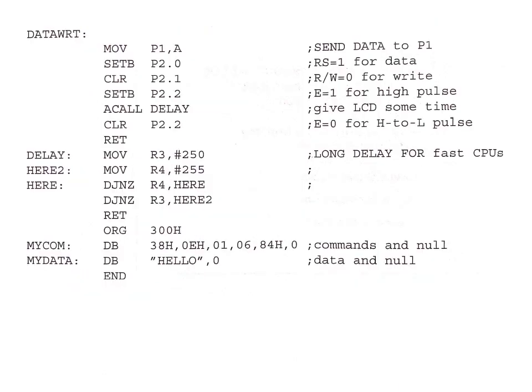Here we can see the data write subroutine, which is used to send data to the LCD. Then we have the delay subroutine. At last we can see MYCOM DB, which holds the different commands we need to send to LCD. And again MYDATA DB, it includes the string HELLO we need to send to LCD.